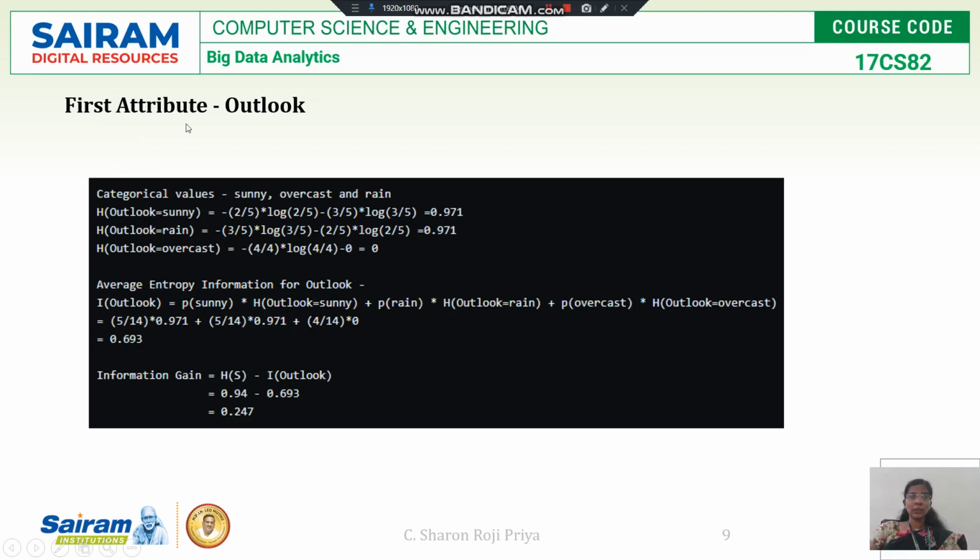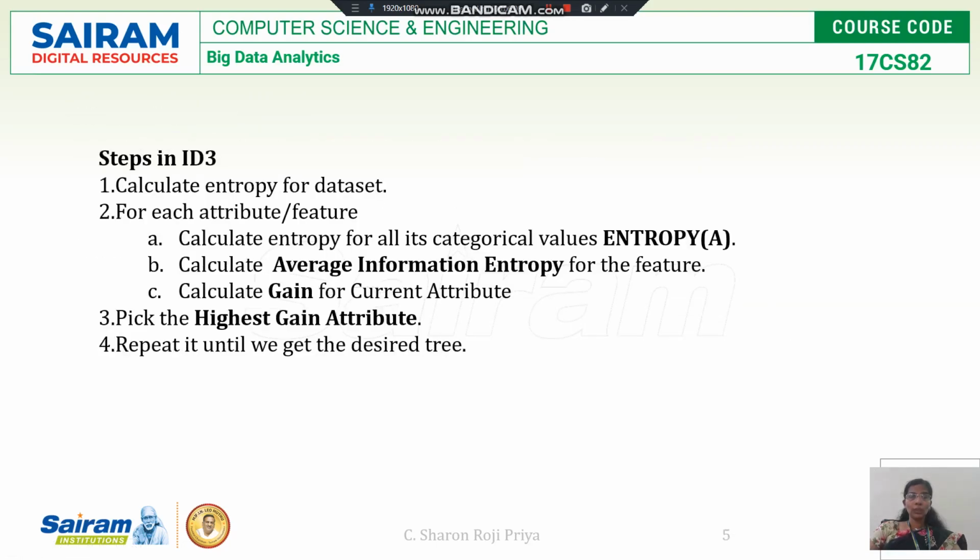Next, you take the first attribute. First attribute is outlook. So what are the steps? First, you calculate the entropy for the data set. Then you take the attribute. Then calculate the entropy for its categorical values. For every categorical value, you have to calculate the entropy. Then you have to calculate average information, then information A.